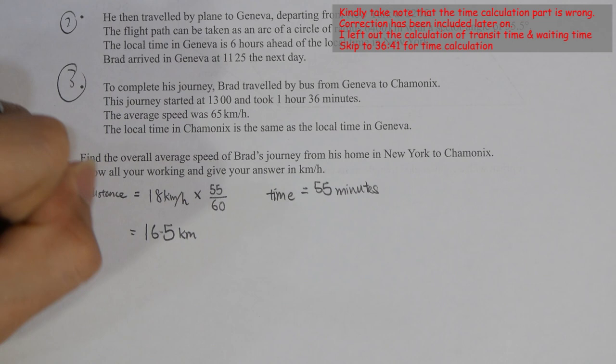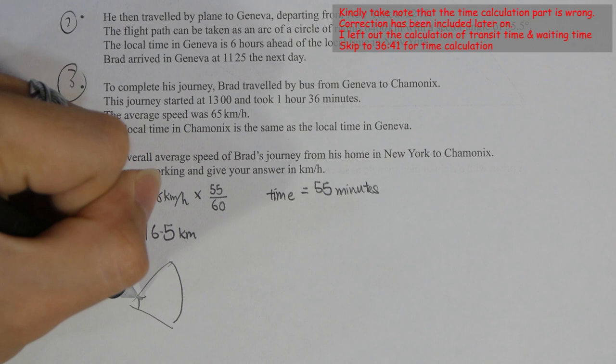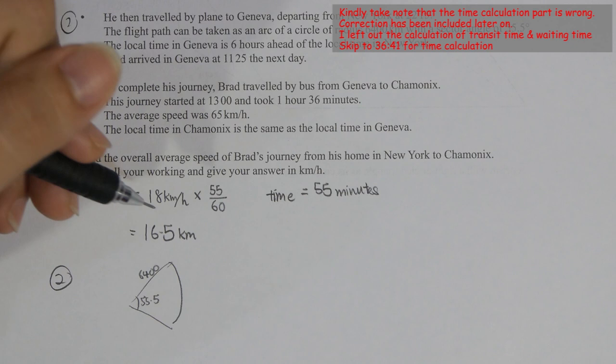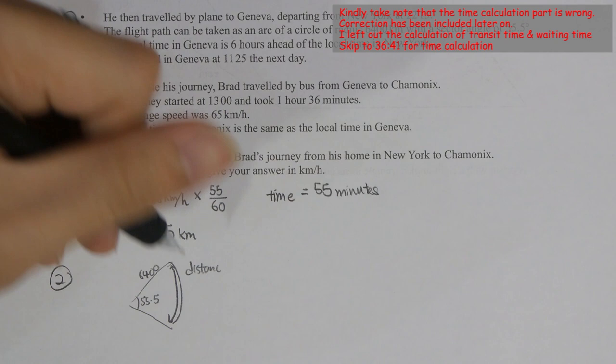Number two, okay, find the arc length. Okay, I take the degree of 55.5 divided by 360 times 2 times pi times 6400 of the radius. So after the calculation, you will get 6199.41 kilometers.